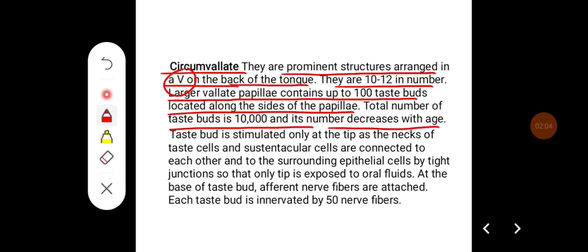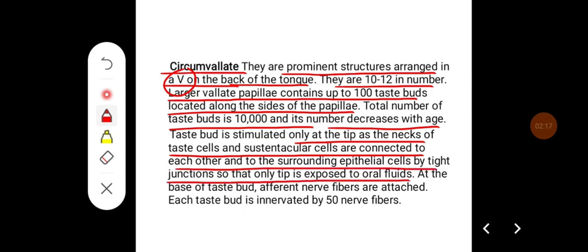Taste bud is stimulated only at the tip, as the necks of the taste buds and sustentacular cells are connected to each other and to the surrounding epithelial cells by tight junctions, so that only the tip is exposed to the oral fluids. At the base of the taste bud, afferent nerve fibers are attached, and each taste bud is innervated by 50 nerve fibers.